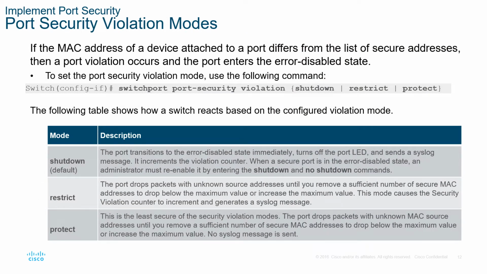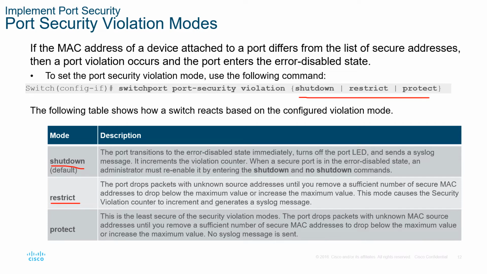There are 3 options in the violation: shutdown, restrict, and protect. So let's say the moment that there's a violation in the port security, for example, there is another end device, or let's say an attacker that connects on that port, and when it sends a packet, then what the switch will do is automatically shut down the port. There's a restrict option. In the restrict, the switch will just reject the frame.